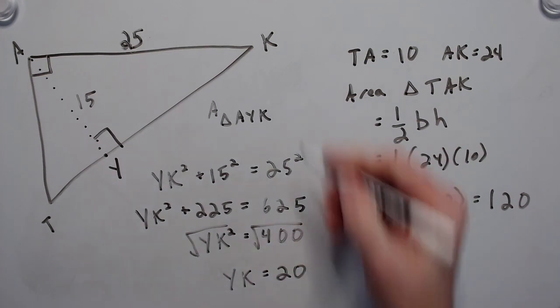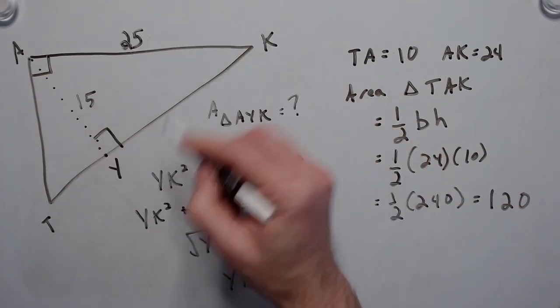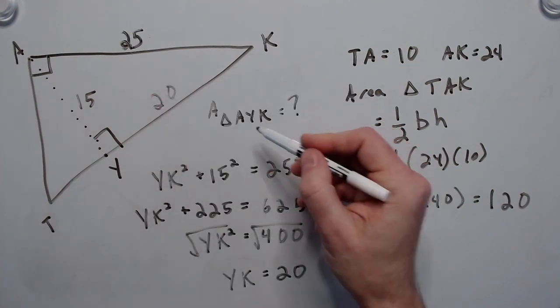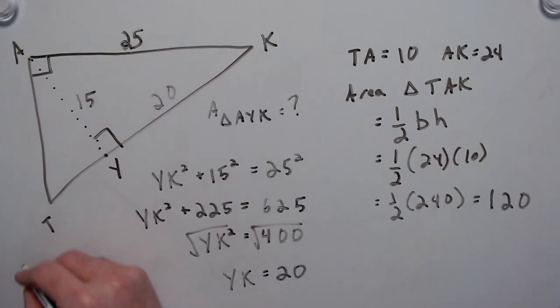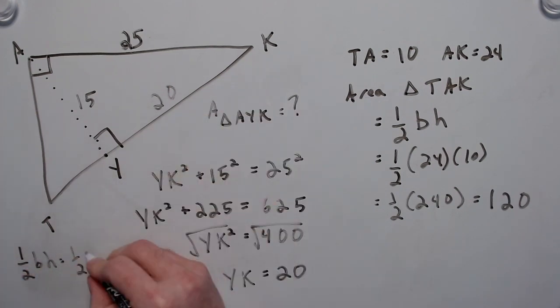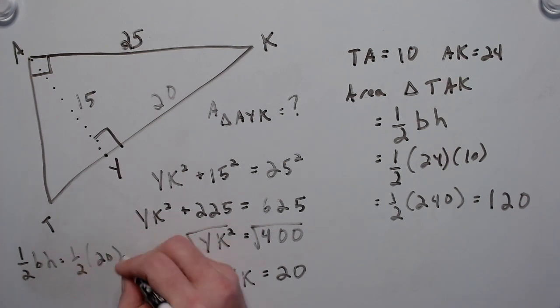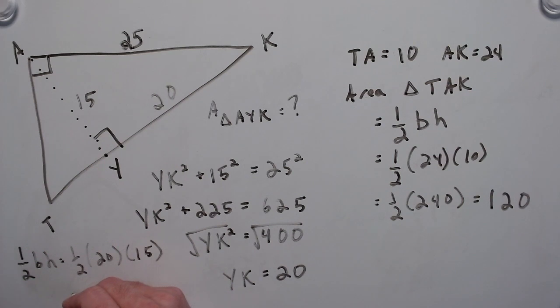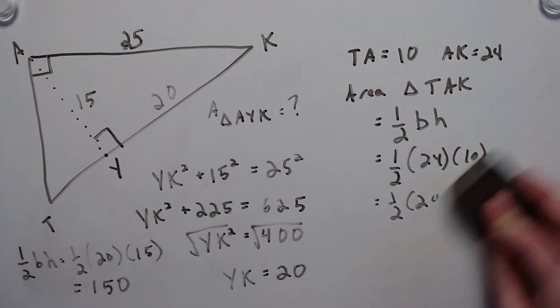But that's not really what we're trying to find. We're trying to find the area of this triangle. So let's jot in that 20 here. The area is 1/2 the base times the height. So that's 1/2 the base, 20, times the height, 15. I'm going to take half of 20, which is 10, times 15, which gets us to 150. That's it for today. We'll see you next time.